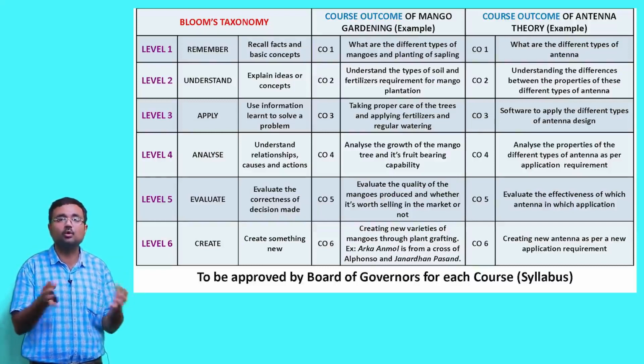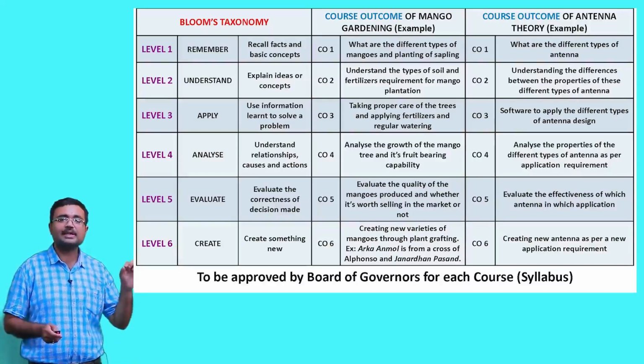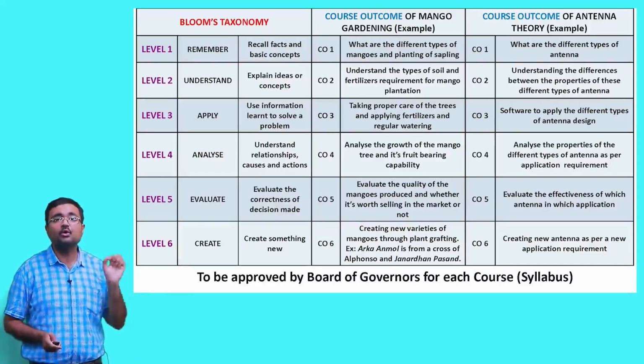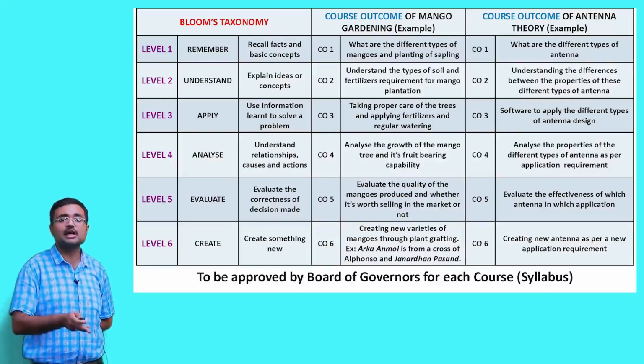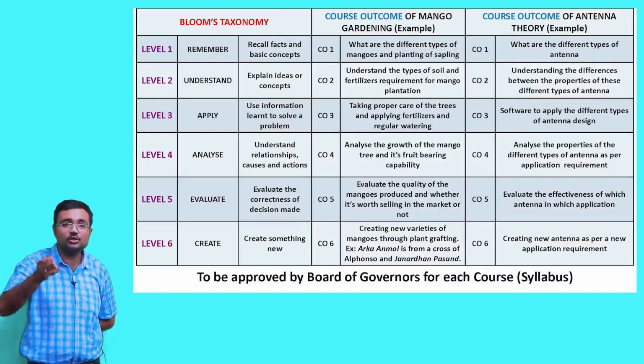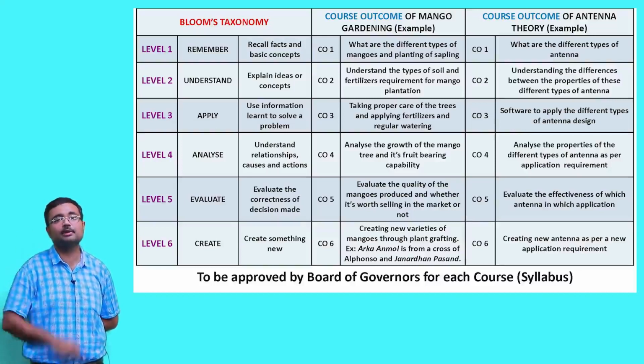I am talking about a course called antenna theory. I am talking about a course called data structure. Every course must have specified course outcomes. These course outcomes must be specified, that is, they explain what the students are going to learn or go through as they learn this course, as they learn this paper.